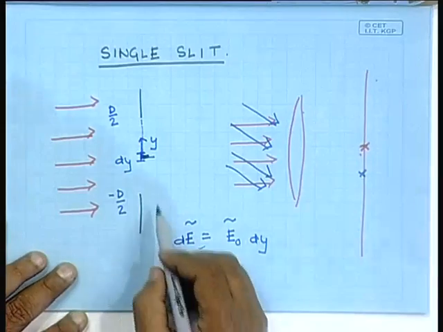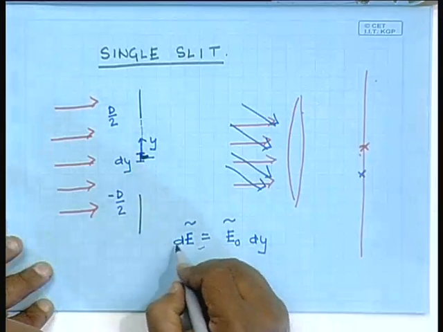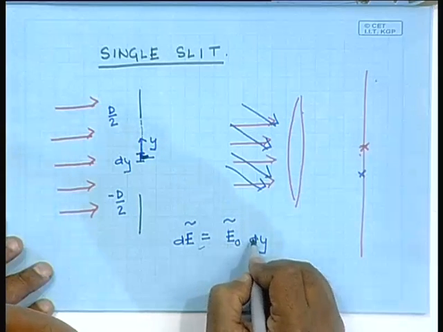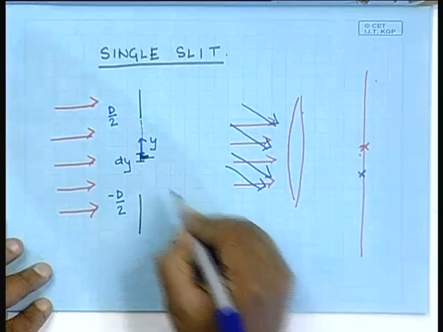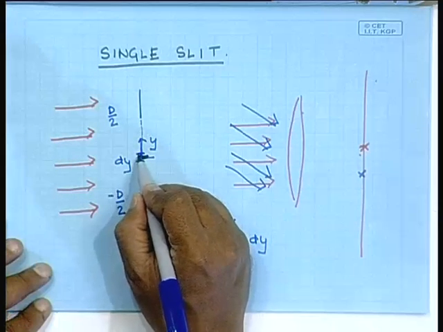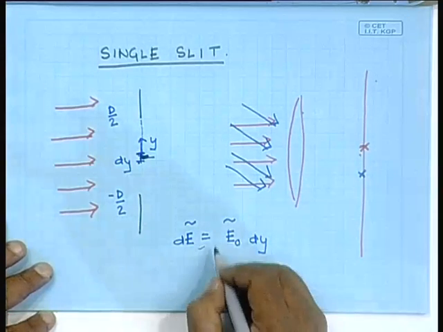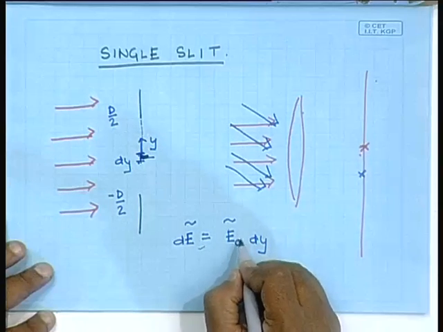Let us take a line element dy on the slit, centered on the origin, and ask the question, what is the secondary wave emitted by the sources in this element dy? I have written the secondary wave emitted from the sources in this small element dy as dE tilde equal to E0 dy. It is proportional to the length, because the number of sources is proportional to the length, and it is related to the length through some constant E0.